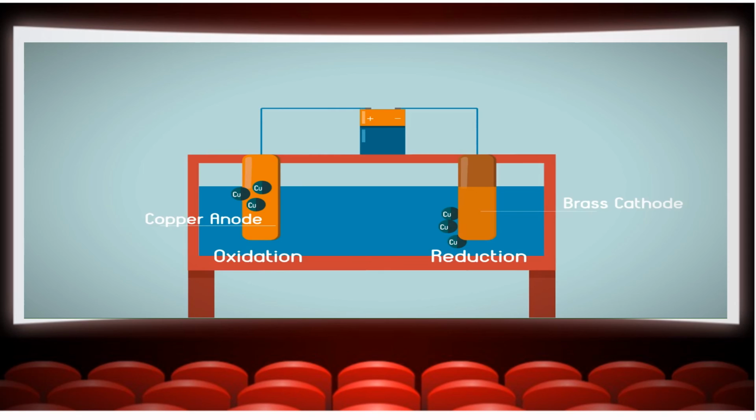So just remember, we have reduction at the cathode and oxidation at the anode, and that's electroplating.